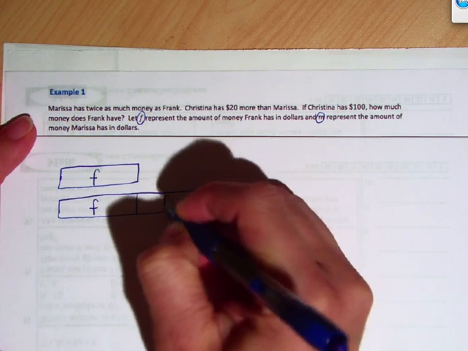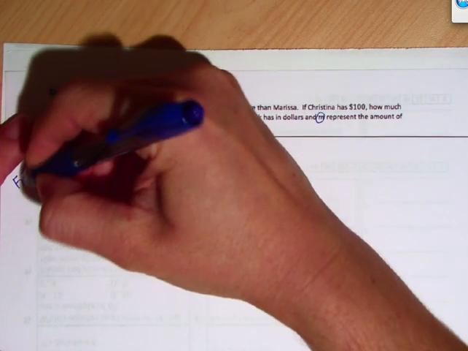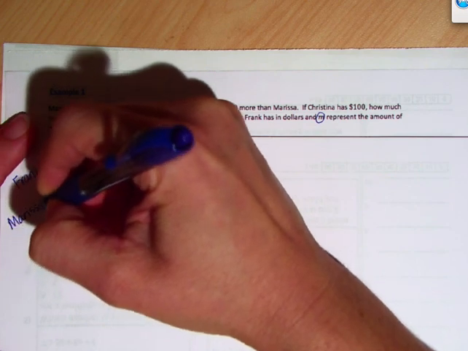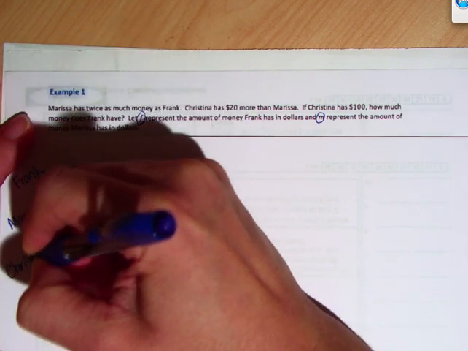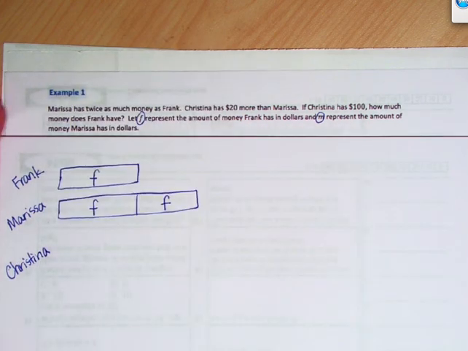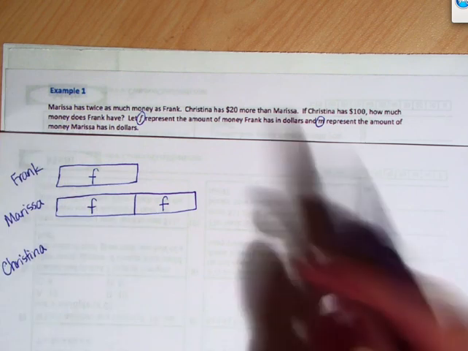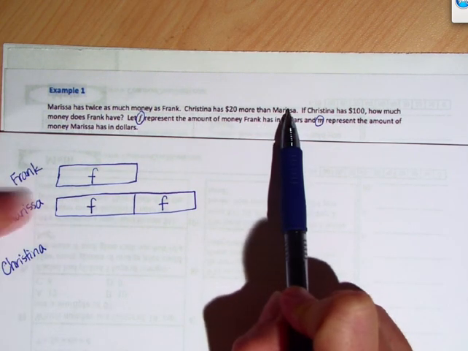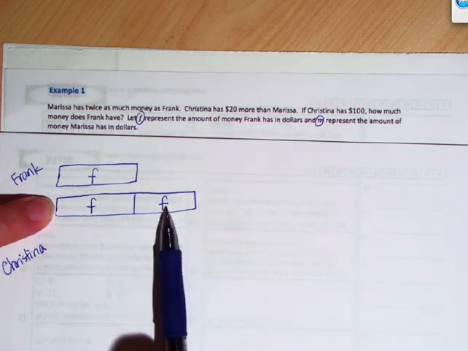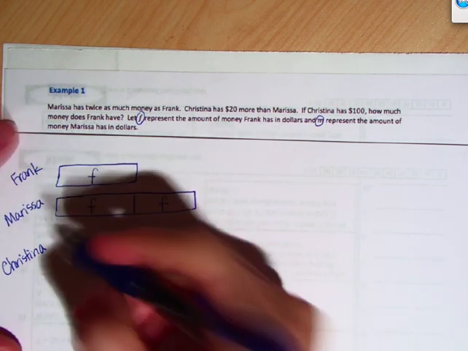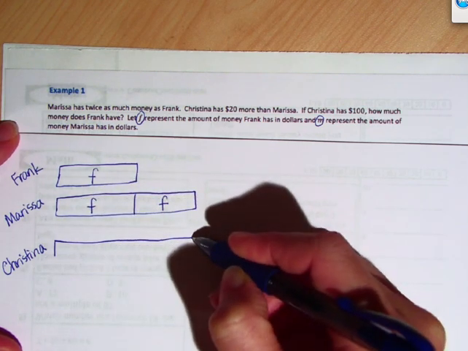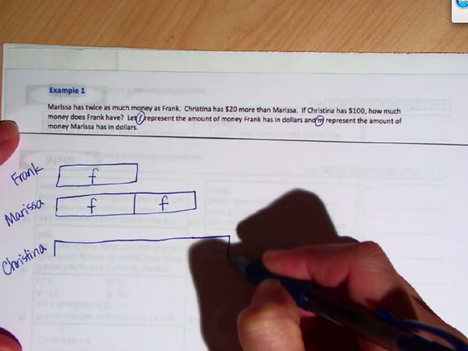To keep it straight over here, I think I'm going to write this is Frank, this is Marissa, and then this one will be Christina. That way I can keep track of which one is which when I go back to plug in my numbers. All right, Christina has $20 more than Marissa. So she has F and 20. So I'm going to draw Christina's. There's Christina's with Marissa, and then there's $20 more.